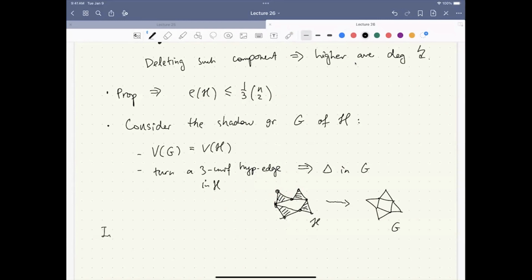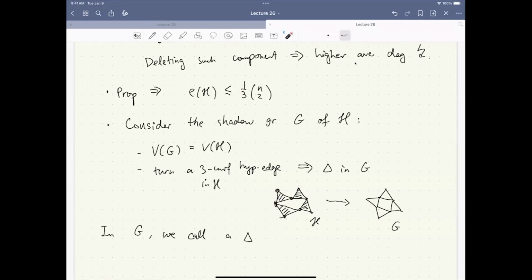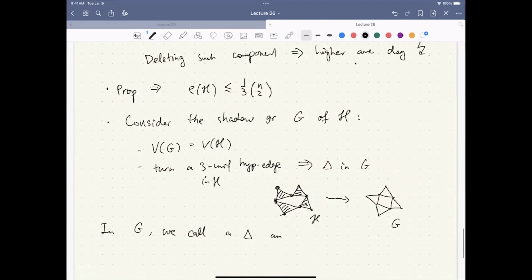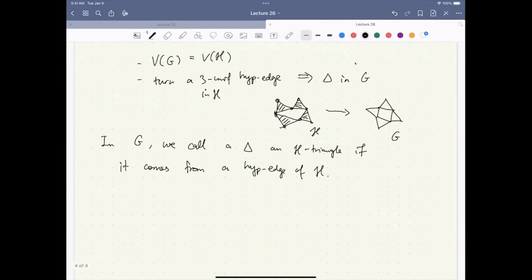In this graph G, we call a triangle an H-triangle if it comes from a hyperedge of H. The first property we want to observe about these H-triangles is that the collection of all H-triangles in G are pairwise edge-disjoint.